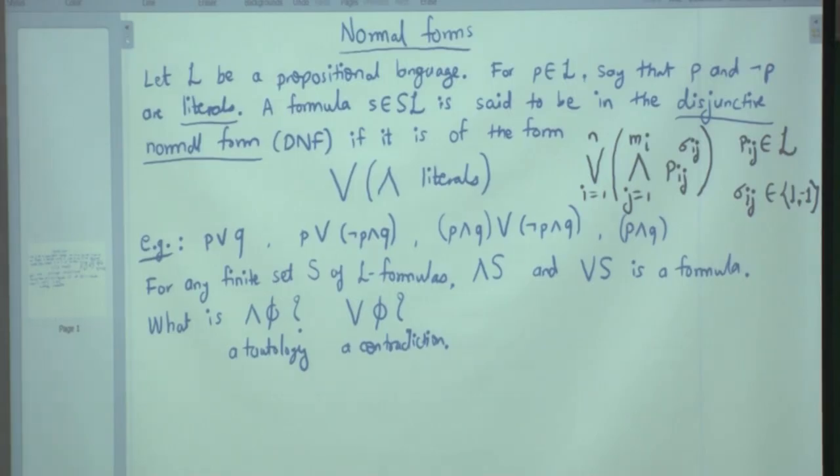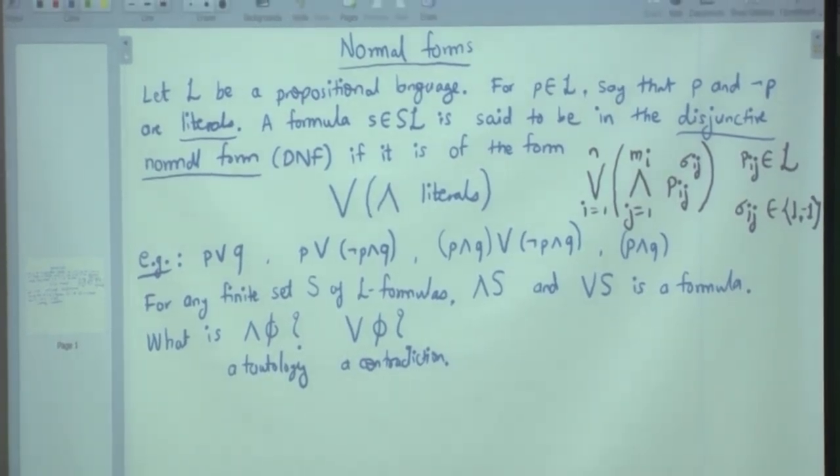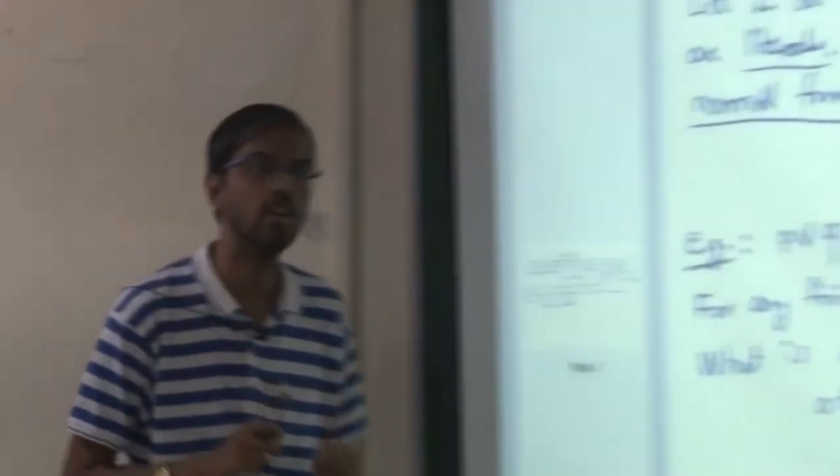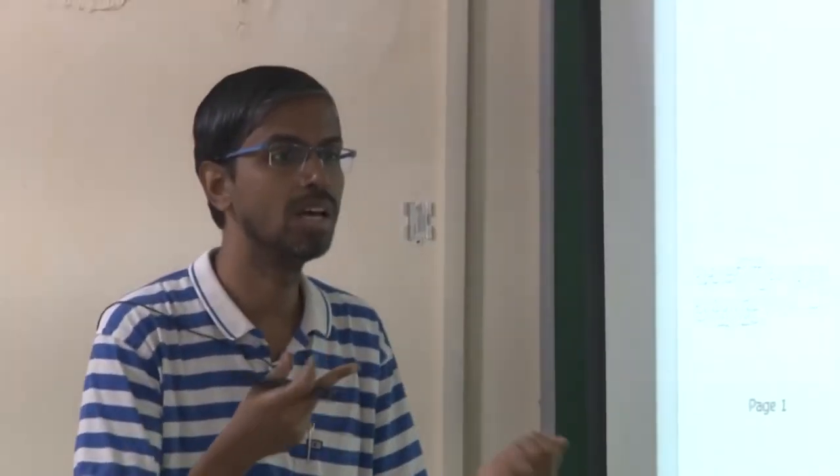Are you getting it? Yeah? So, now, what to do with this disjunctive normal form? What is the purpose of it anyway? If I want to evaluate the truth value of a disjunctive normal form, then what will happen? When is P disjunction Q true? When one of the P's and Q's is true. When is this arbitrary disjunction true? When one of the conjunctions of literals is true. When is a conjunction of literals true?